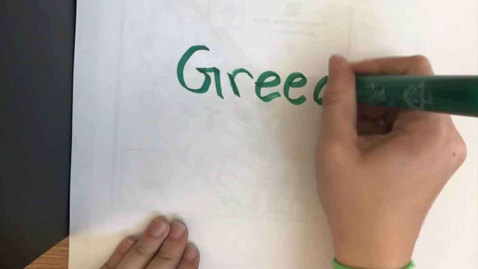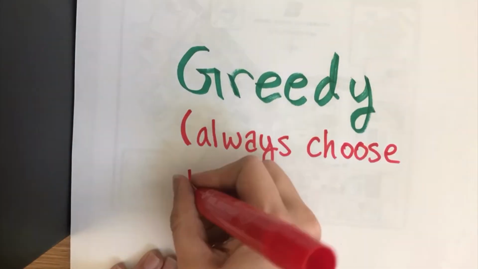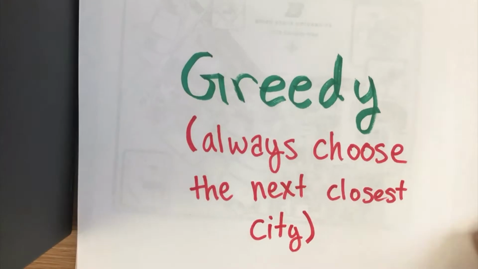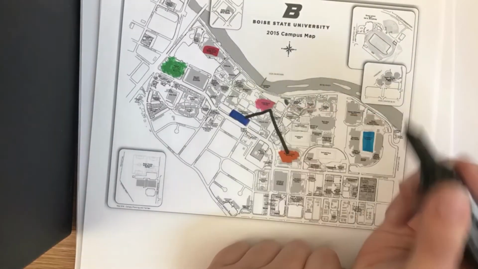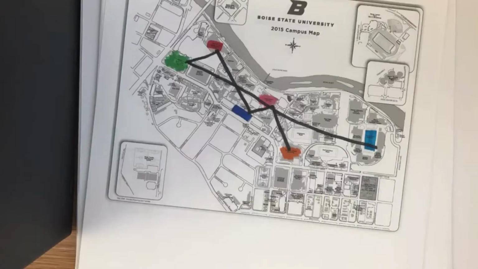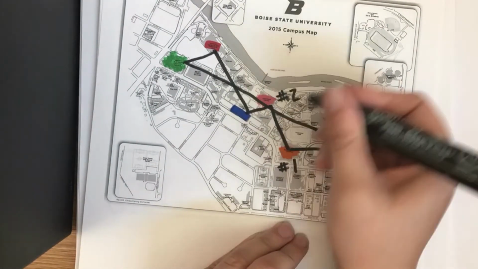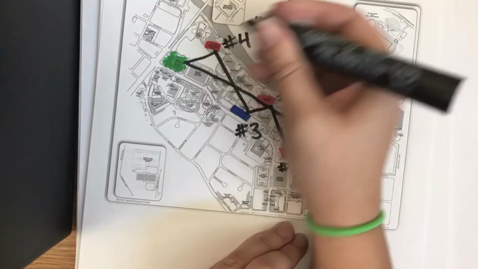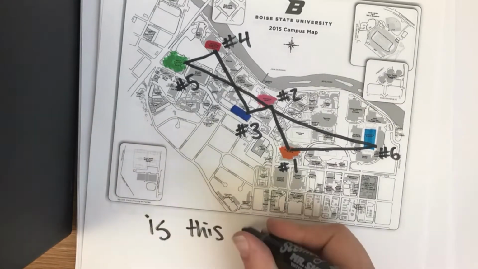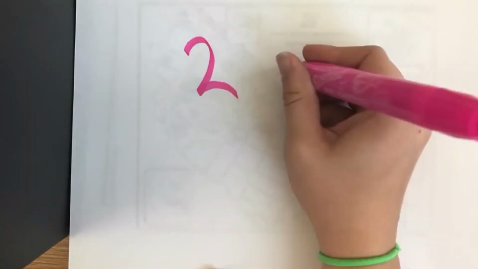The next method we're going to talk about is called the greedy method, and it says you always choose the next closest landmark. In our example, when you start at the Student Union Building, you go to the library, then the Boise State B, then the Morrison Center, then the business building, then the blue, and then back to the student union building. But are we sure this is the best method? The answer to that question leads us to the next method, the two-op tour.